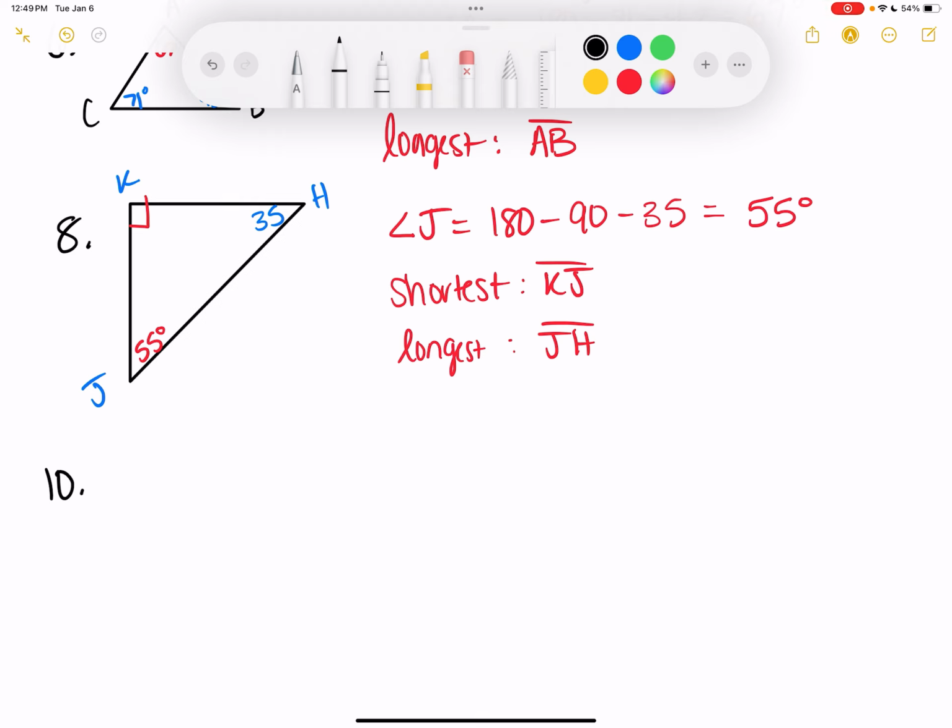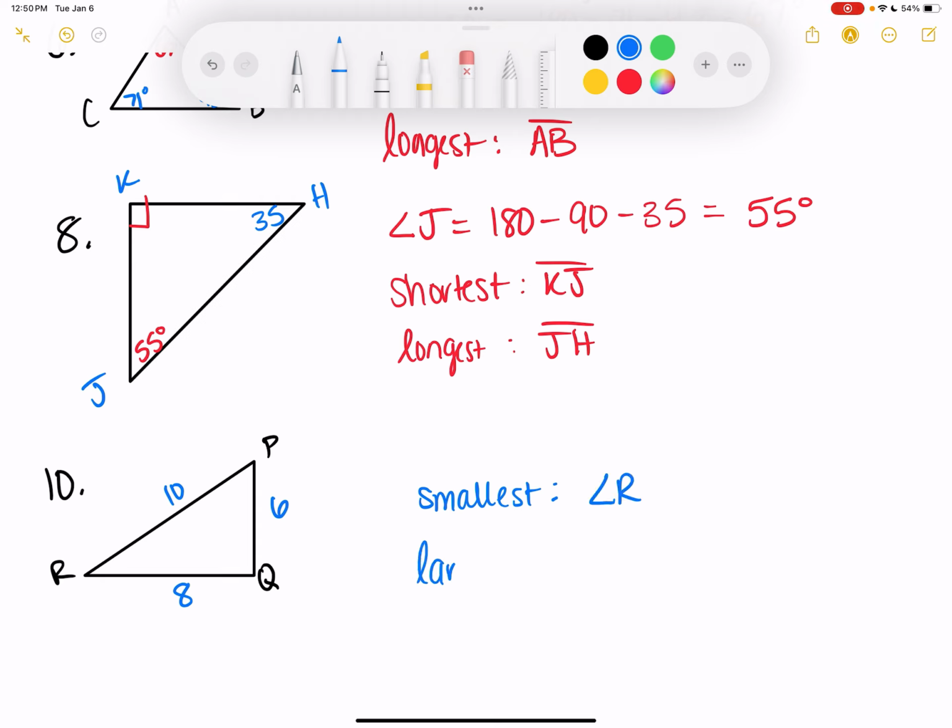All right, 10. So on this one, they're going to give us side lengths, and then we're naming the smallest and largest angles. All right, so which angle is the smallest? R. Yep. And the largest? Q. Yep.